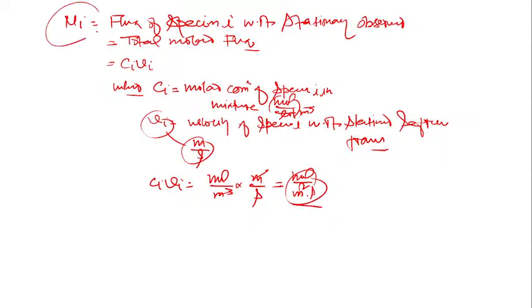And why is it called with respect to stationary? Because this velocity we have multiplied here is the velocity with respect to the stationary reference frame. When the observer is stationary, then we have measured the velocities. So when we multiply the concentration of species I in the mixture with the velocity of that species, we get the total molar flux.